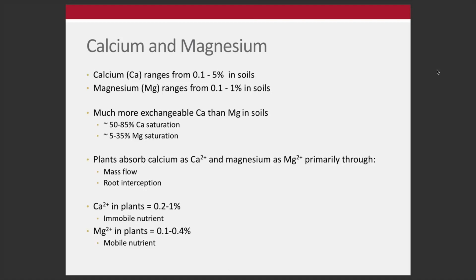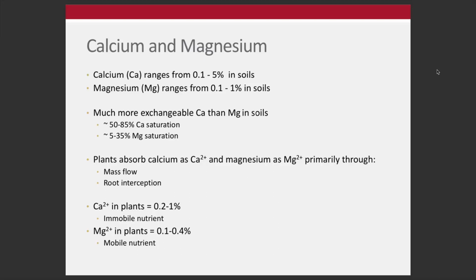So the difference in terms of concentration in plant carries through to the total concentration in soil. Calcium anywhere between 0.1 to 5% of the total mass of soil. Magnesium 0.1 to 1%. And then the exchangeable, not just the total amount in the soil, but the exchangeable. So there's much more exchangeable calcium than magnesium in soil. Typically 50 to 85% of the exchangeable sites is calcium, then anywhere between 5 and 35% magnesium.